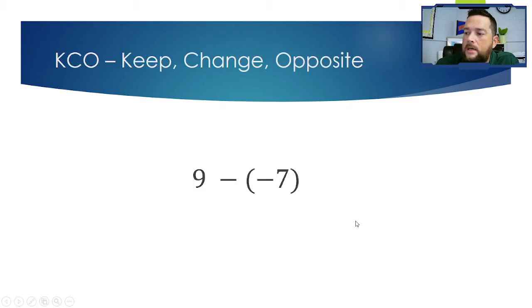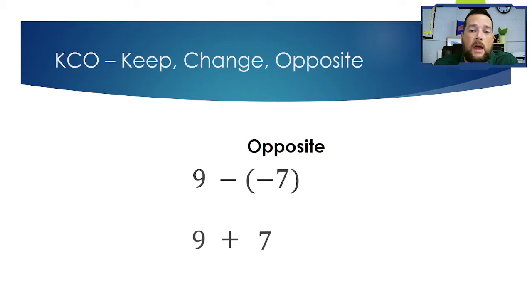In my math toolbox, I have a tug line listed, and then I have this process called KCO, which stands for keep, change, opposite. When you've got a subtraction problem, you can turn it into an addition problem by applying keep, change, opposite. You keep the first number the same. You change a subtraction to an addition problem, and you can't just stop there. If you stop there, you change the complete problem. You have to go on and finish the process of changing the final number to its opposite. So 9 minus negative 7 is the same thing as 9 plus 7.